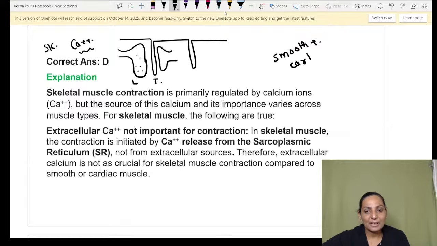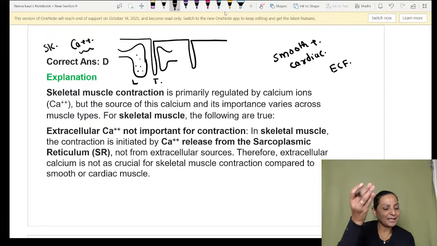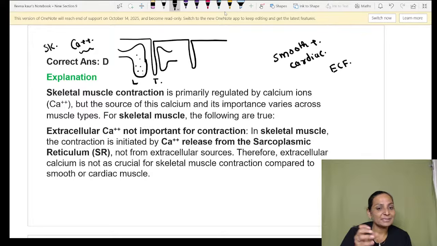Smooth muscle and cardiac muscle are dependent on the ECF calcium. When the ECF calcium comes in, that brings about the release of stored calcium. But this is not the case with skeletal muscle, which totally depends upon the calcium that is stored within the sarcoplasmic reticulum. So this is a very important thing to be considered.